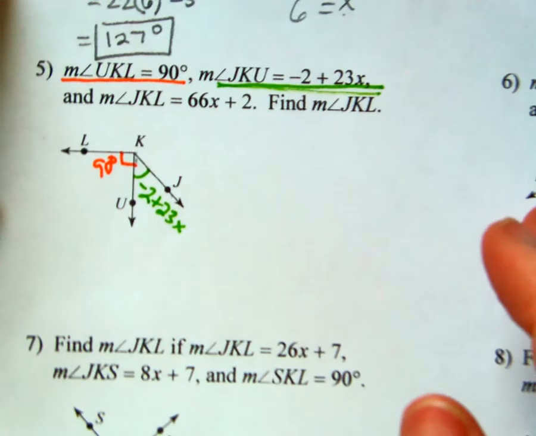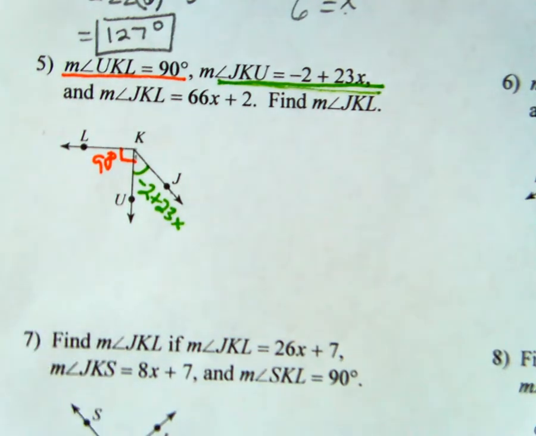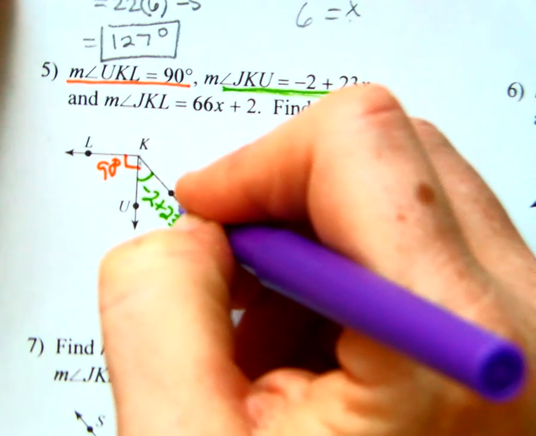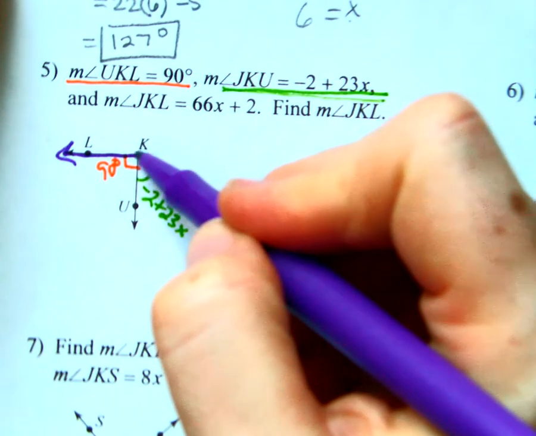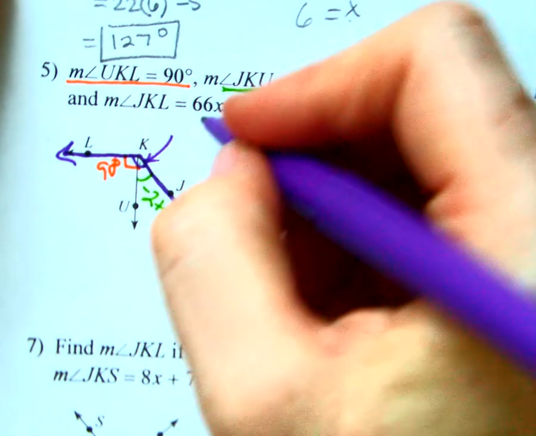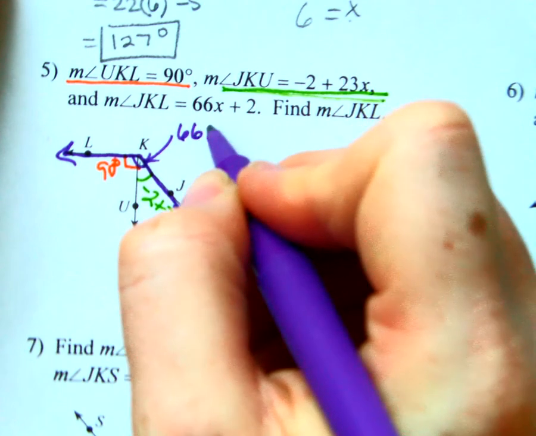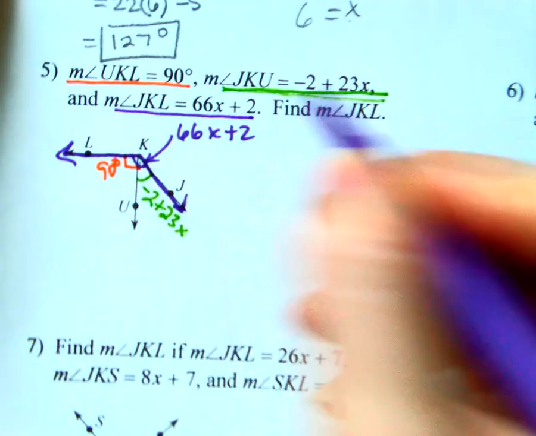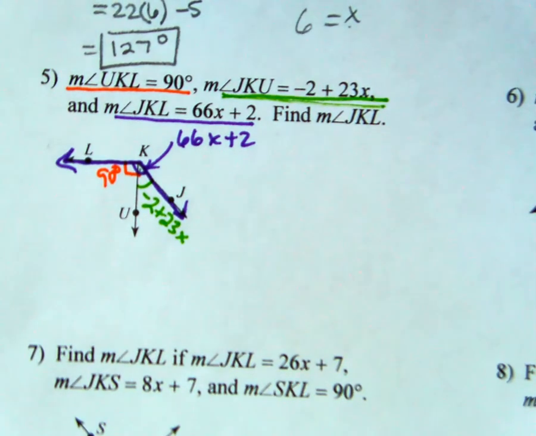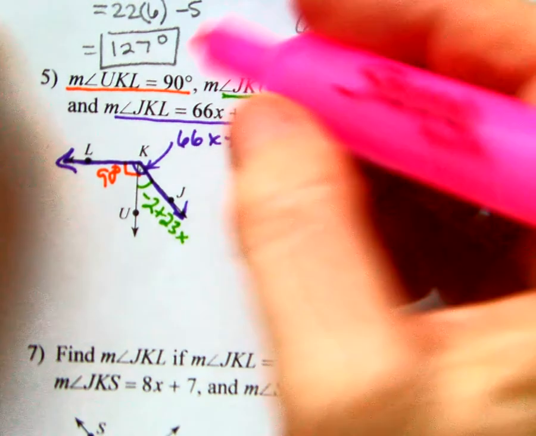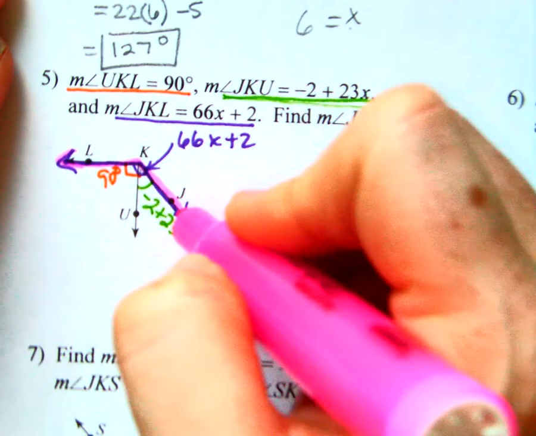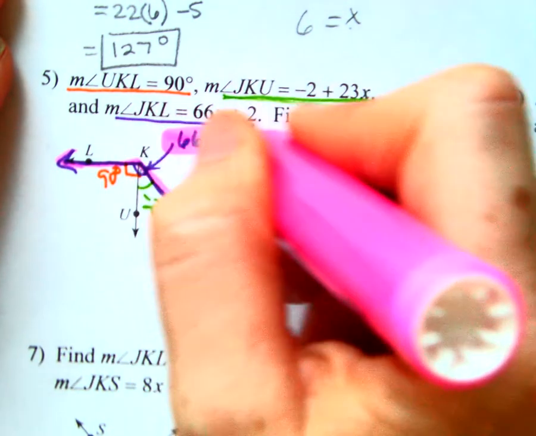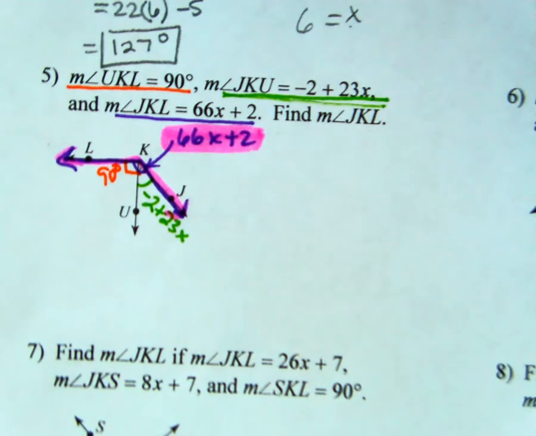Here we go. We come back. And then JKL is this whole angle right here. And the entire angle is 66x plus 2. So that's this one right here. And we're wanting to find JKL. So we're actually wanting to find the entire angle this time, which we'll find using this expression. But first we have to solve for x.